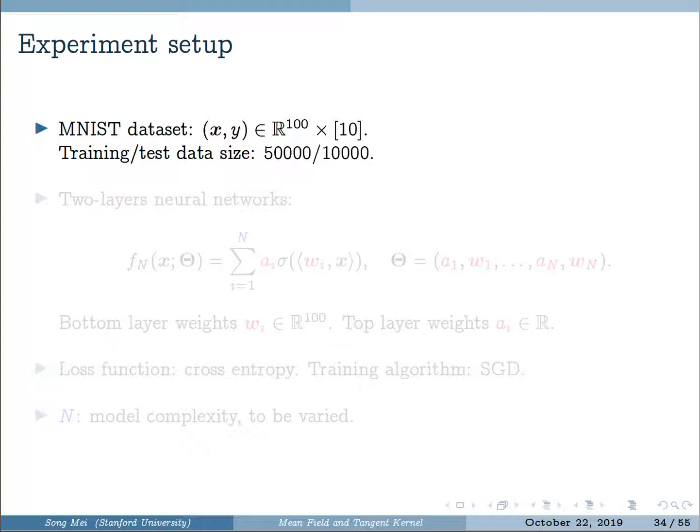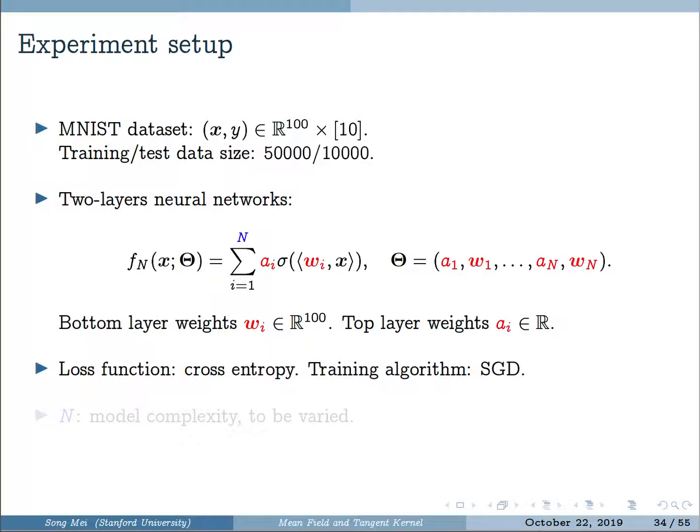So we just want to do image classification, and the data set is MNIST. This experiment is not done by us. It's done in a paper by the group of Nati Srebro, but I will explain their setup. The original image is 28 by 28, but they subsample such that the image is in 100 dimensions. And the labels are handwritten digits from 0 to 9. The training data size is 50,000, and the test data size is 10,000.